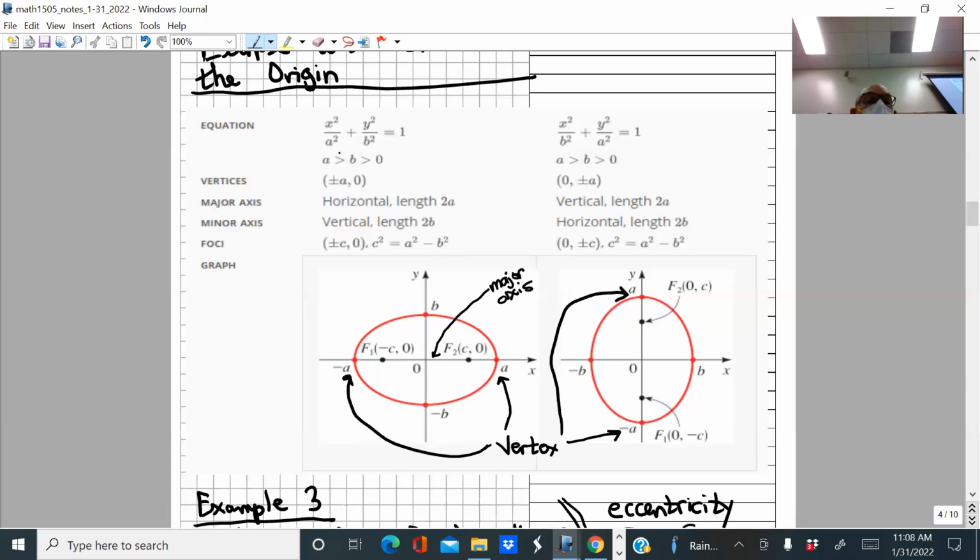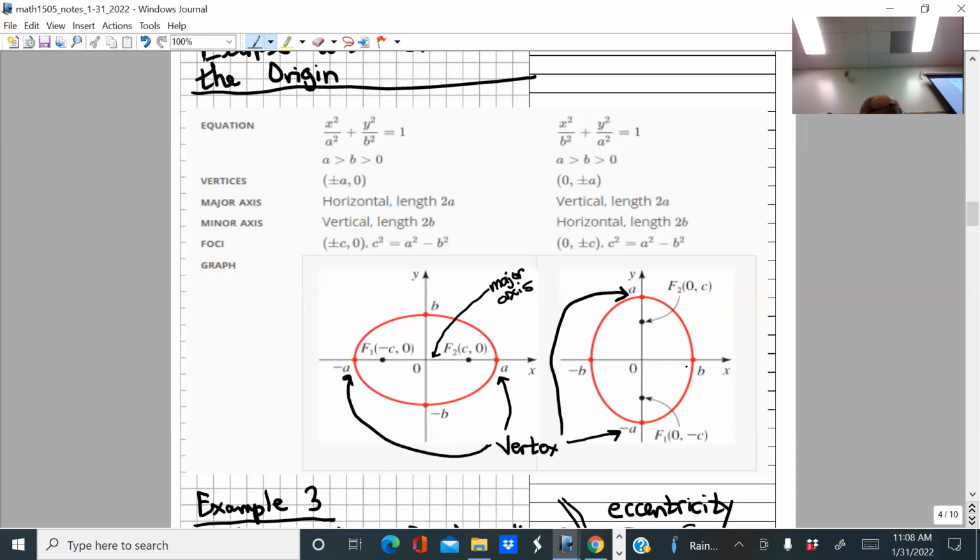Now, what if you flip the situation? So what if the larger number is beneath the y squared and the smaller number is beneath the x squared, right? Remember, we always assume that the larger number is a squared, the smaller number is b squared. Well, if you flip the larger and the smaller denominators here, you just rotate the ellipse slightly, okay? So your ellipse is going to be elongated along the y-axis. That's going to be the long part of the ellipse. That's the major axis.